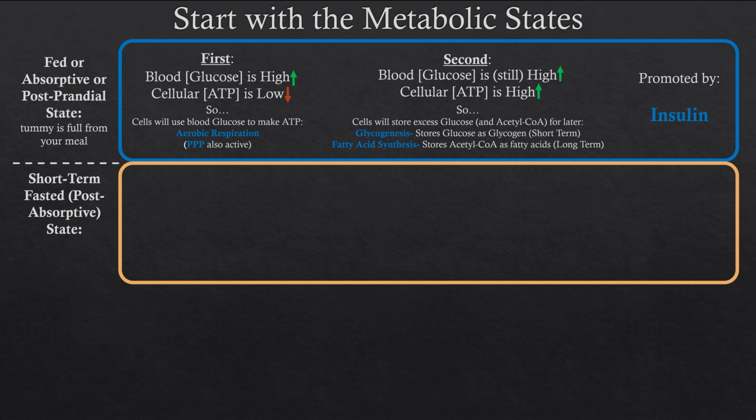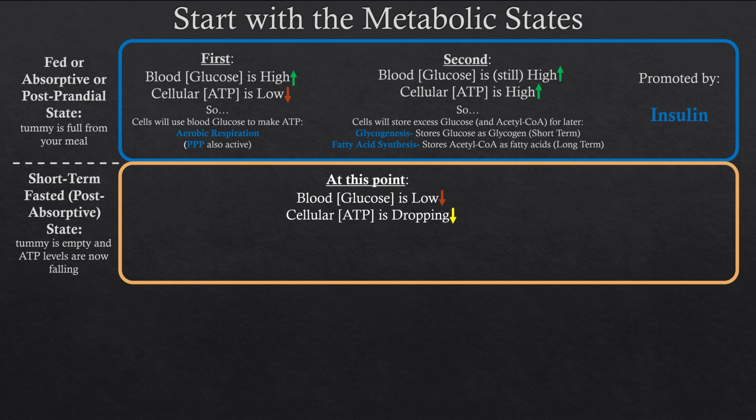This is also called the post-absorptive state, where basically your tummy's empty and it's been empty for a while, so ATP levels are starting to drop. Right? We've already stored all of that excess glucose as glycogen, but now our ATP levels are starting to come down again. So at this point, our blood glucose levels are low because we've either used it or stored it as glycogen, and our cellular ATP levels are dropping. So all we need to do is just make more glucose.